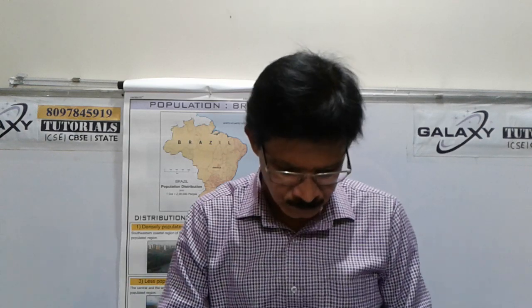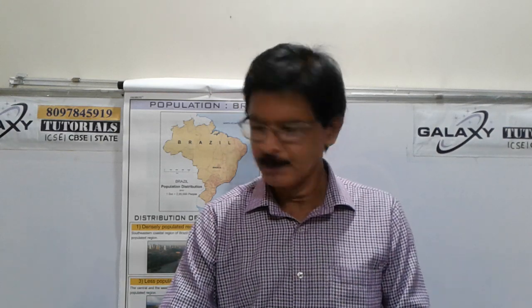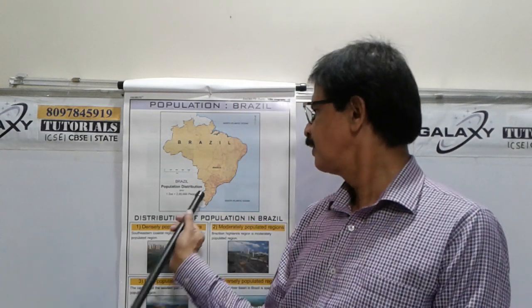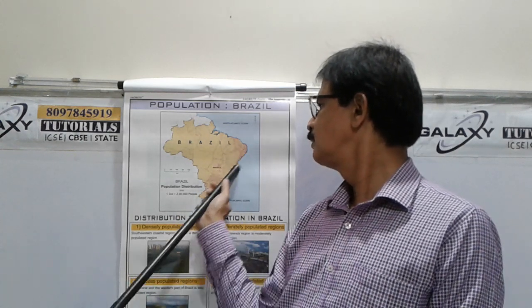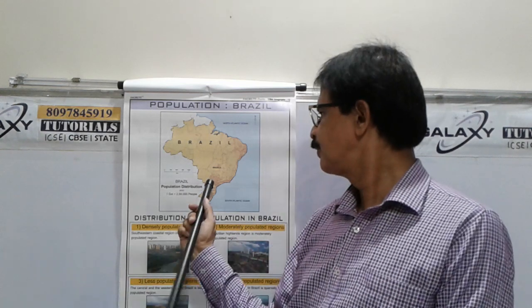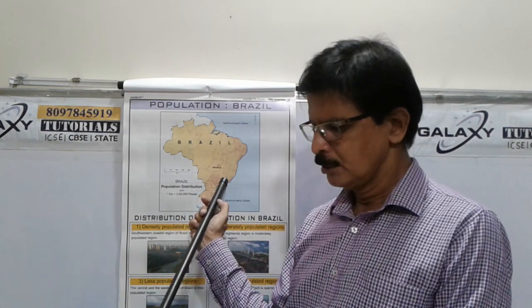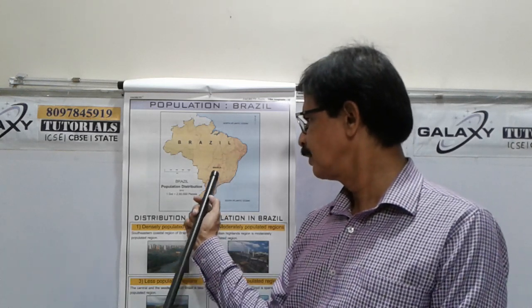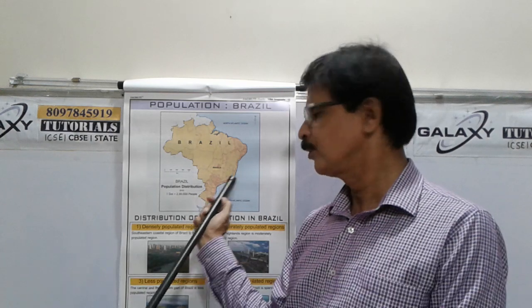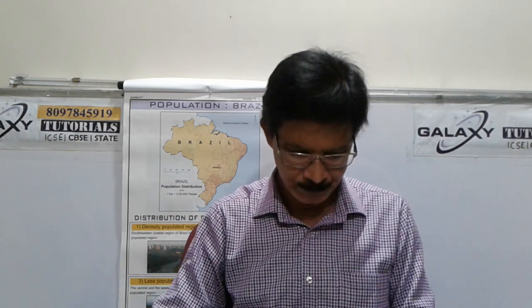Okay. The distribution of population in Brazil also is very uneven. The majority of the Brazilians are staying in the southeastern coastal area. Here, this is Sao Paulo and Rio de Janeiro. These are the most developed cities. These are the most populated areas of Brazil. Okay, Sao Paulo and Rio de Janeiro.